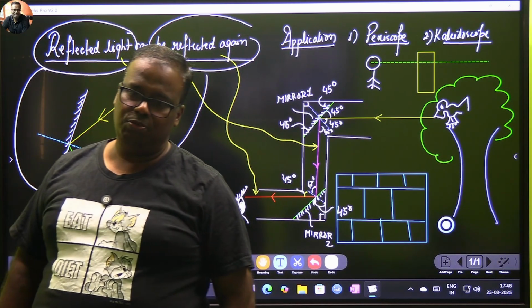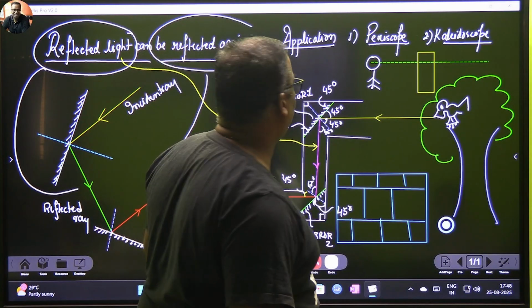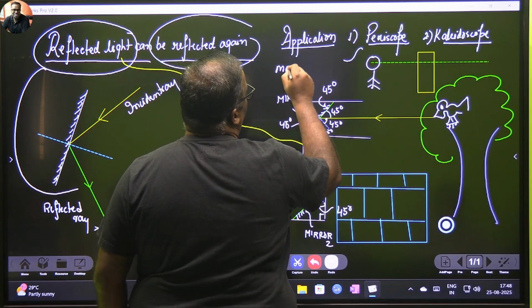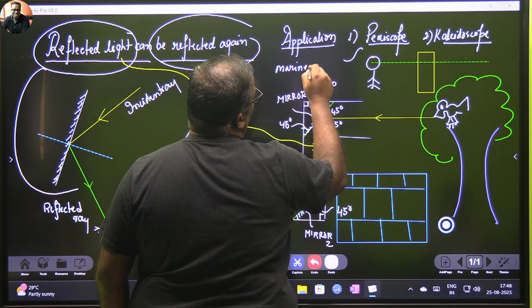What is a periscope used for? The use of a periscope is for marine navigation. This is more or less used in a submarine. So we use it in marine navigation.